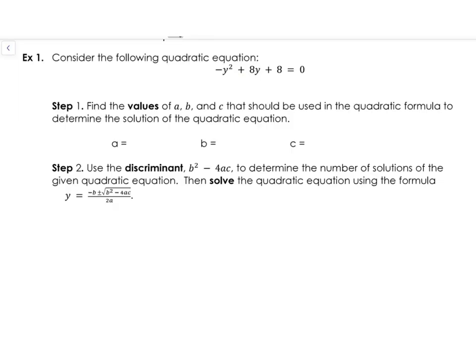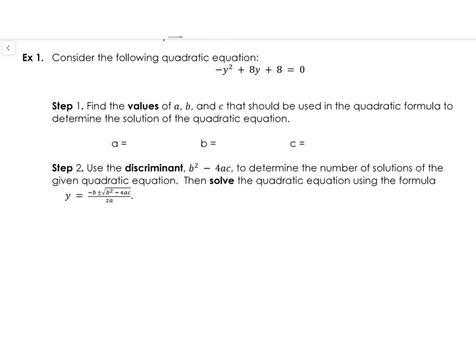All right, so here's our first example. It says, consider the following equation, negative y squared plus 8y plus 8 equals 0. Find the values for A, B, and C that should be used, and then use the discriminant to determine the type and number of solutions, and then solve. So there are actually 3 different questions I'm doing here. On your actual computer screen, step 1 will come up first, and then you'll enter your answer. Step 2 will be next. For step 1, it just says find A, B, and C.